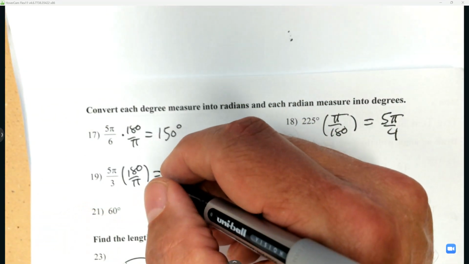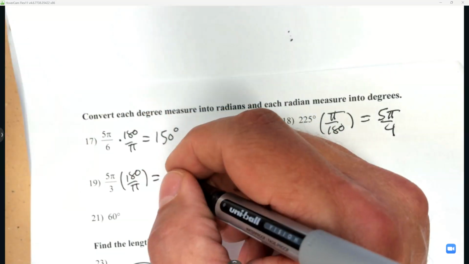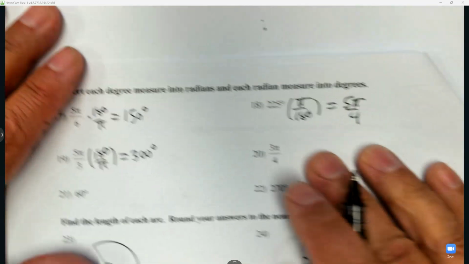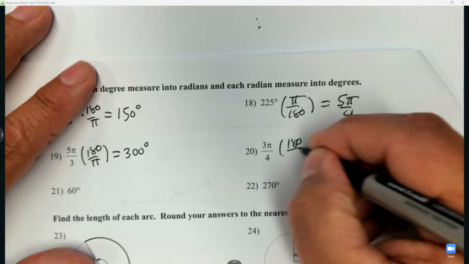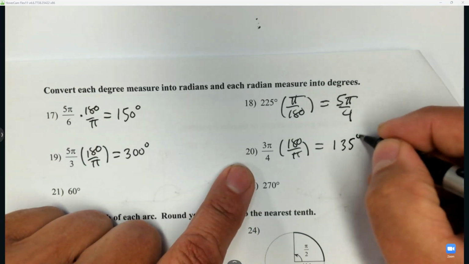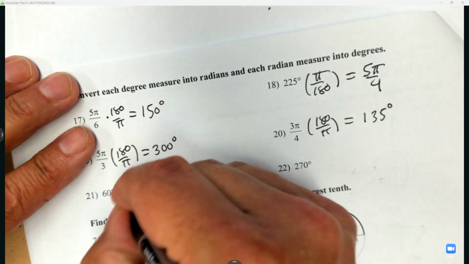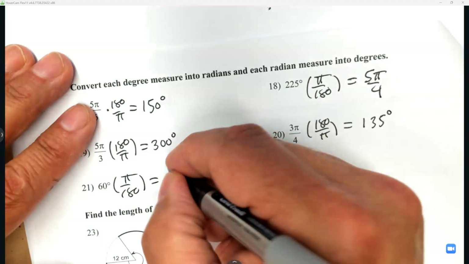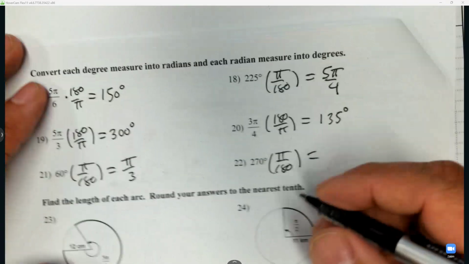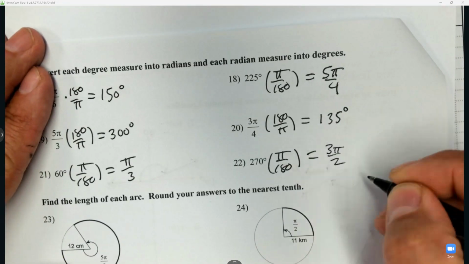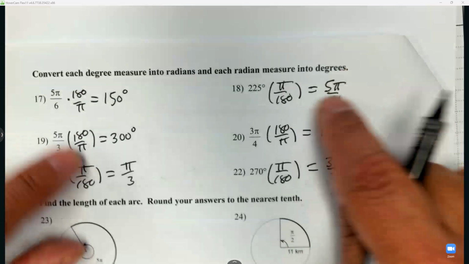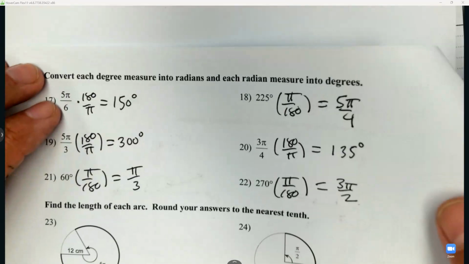For 5 pi over 3, what is that quadrant there? That is 300 degrees. 3 pi over 4, that's going to be 180 over pi again. That's 135 degrees. 60, so that's pi over 180 to change it to radians. When you reduce it down, that's pi over 3. And again, change it to radians, pi over 180, and then simplify it down, that's 3 pi over 2. So know when you're going 180 over pi or pi over 180, and then multiply it through and get your answer. All right, arc length.